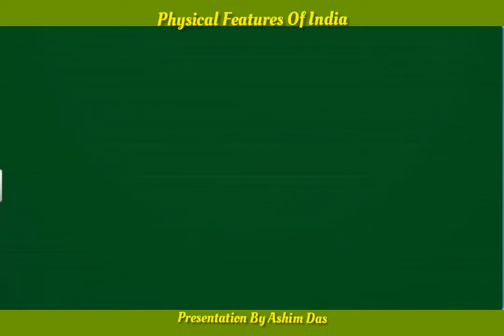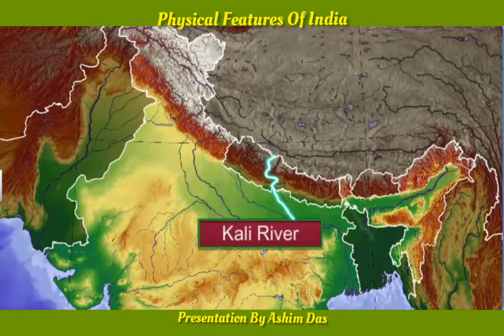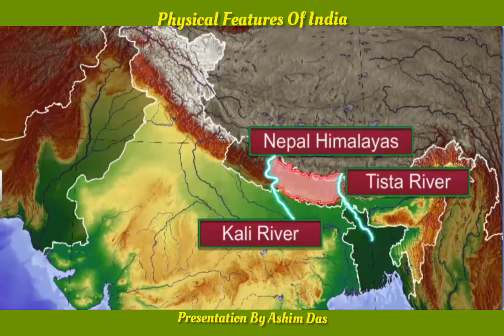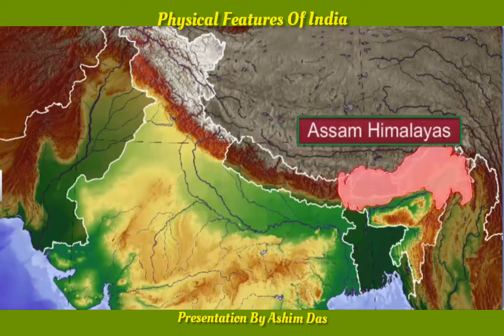Similarly, the area that lies between the Kali and the Tista rivers is known as the Nepal Himalayas. The Assam Himalayas refer to the region between the Tista and the Dihang rivers.